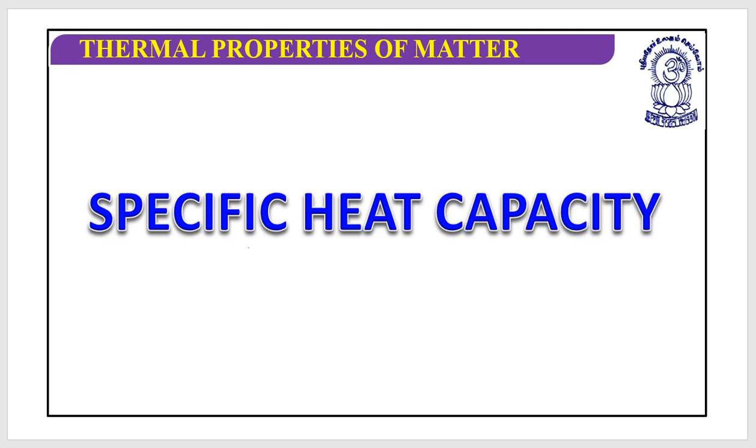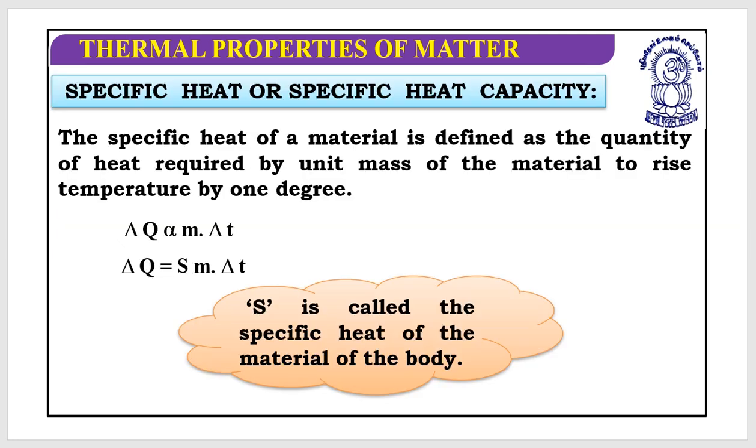Initially we are going to discuss the specific heat capacity. So let's see what specific heat capacity is. We can say that the specific heat of a material is defined as the quantity of heat required by unit mass of the material to raise the temperature by 1 degree. That means the delta Q depends on two things. First, it depends on the mass of an object, and second, on the change in the temperature.